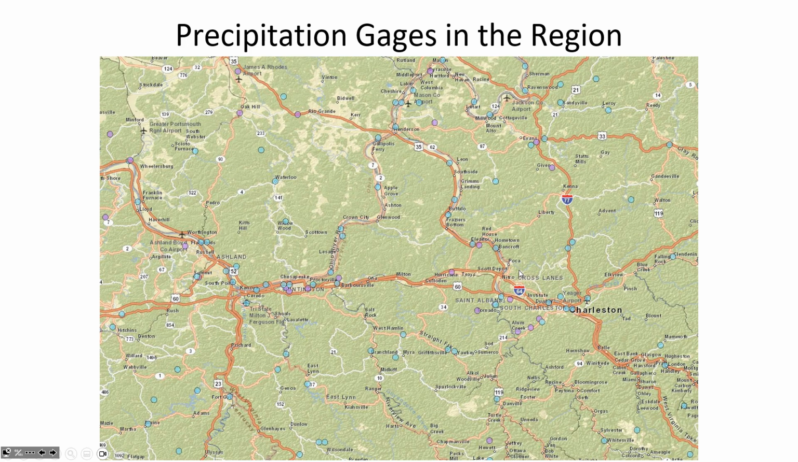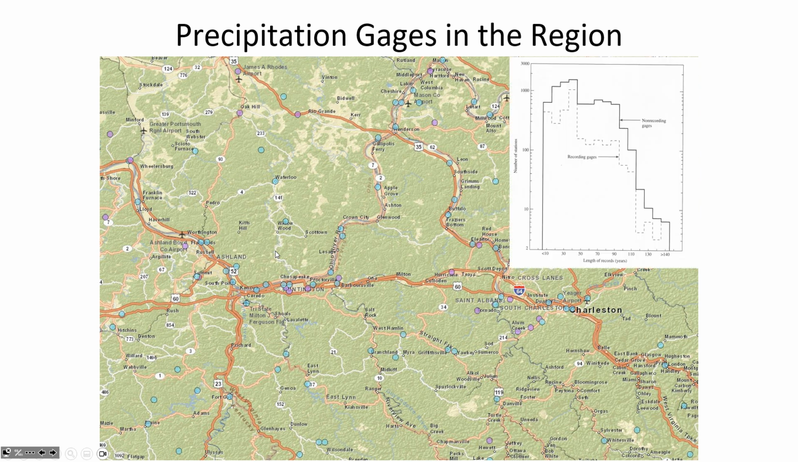This is a map of the tri-state area. So here we've got Charleston, Ashland, Huntington, and each of these locations that are shaded in colors are rain gauges. It's kind of interesting how rare rain gauges are. You know, there are a handful of them in Huntington and Barboursville, but most of them don't have a long history of data.